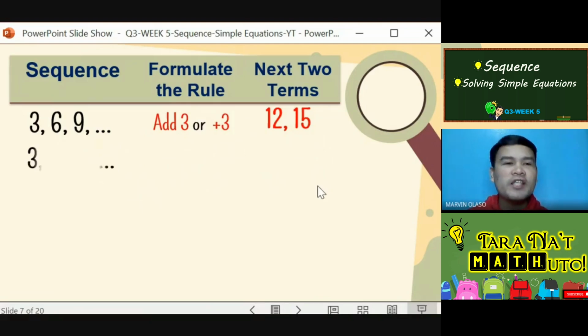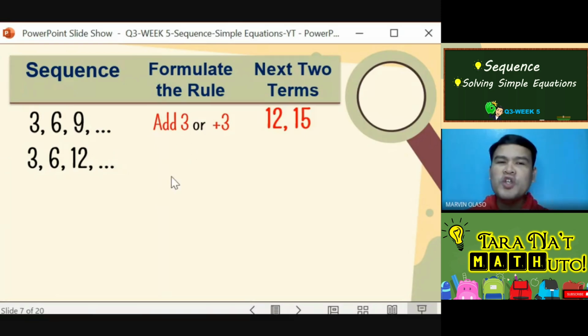Okay, next sequence. Ayan na. 3, 6, 12, and so on. What do you think is the rule? And what are the next two terms? Ayan, tingnan nyo to ha. Ito yung sinasabi ko kanina. Look at these two examples. Ayan. 'Di ba? Pareho ang kanilang start sa first and the second term. Pero pagdating dun sa third term ay iba na. Kaya yan yung sinasabi kong be careful in formulating the rule.